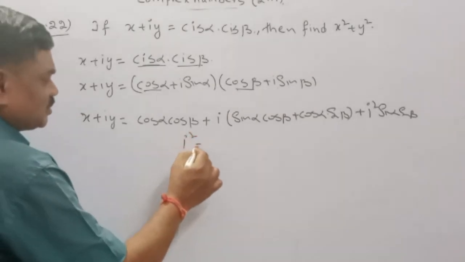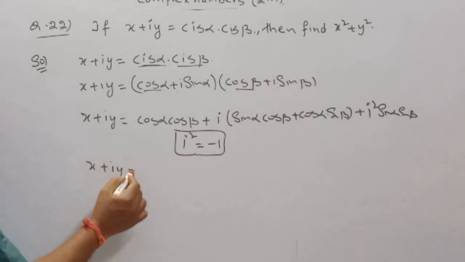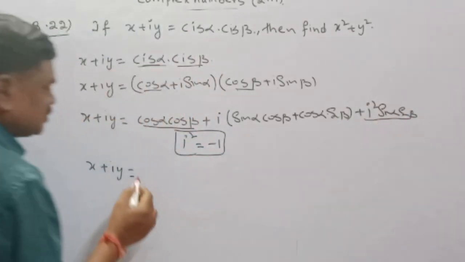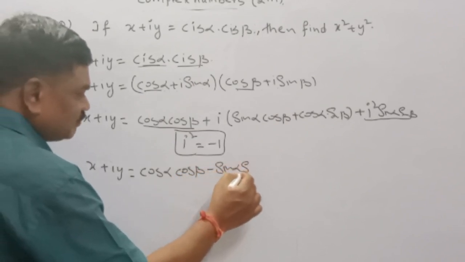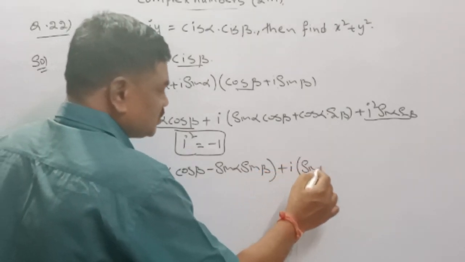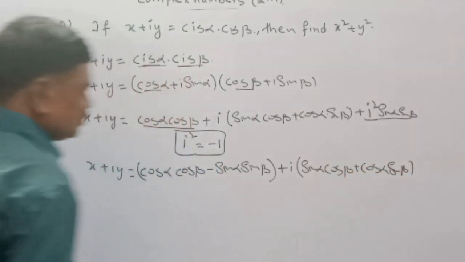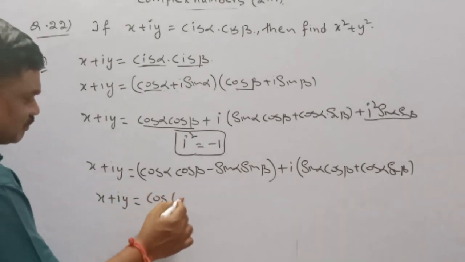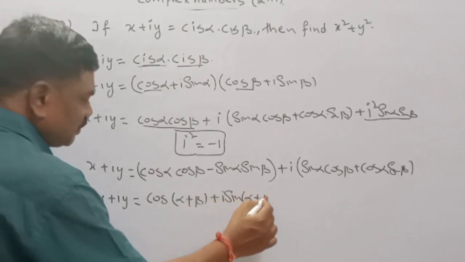But what is i²? It is -1. We know that x + iy is equal to cos α cos β (i² = -1) minus sin α sin β, plus i into sin α cos β plus cos α sin β. So x + iy is equal to cos(α + β) plus i sin(α + β).